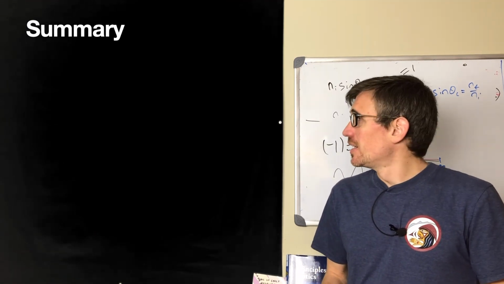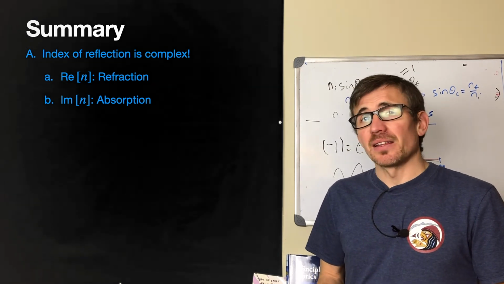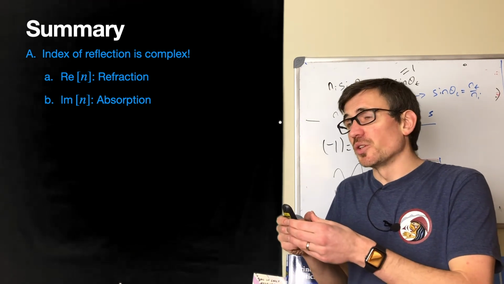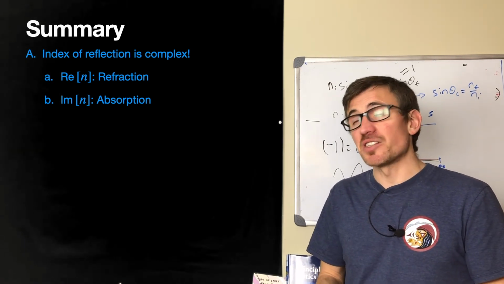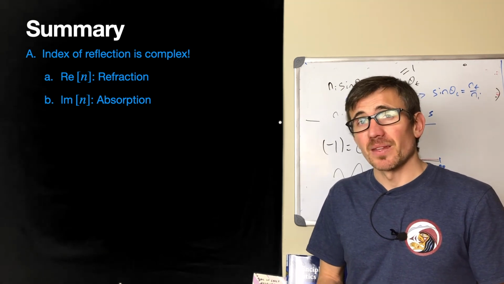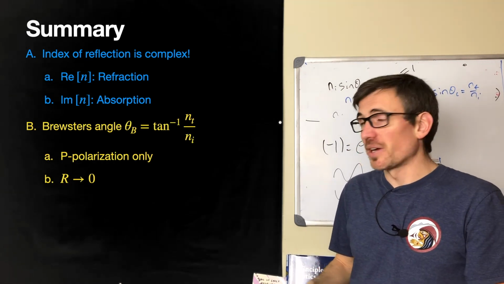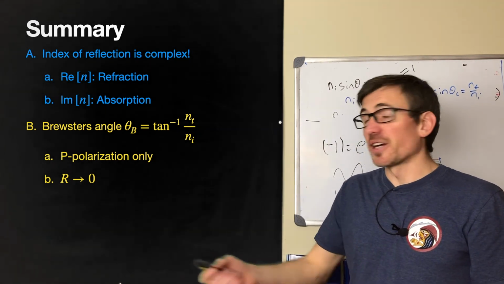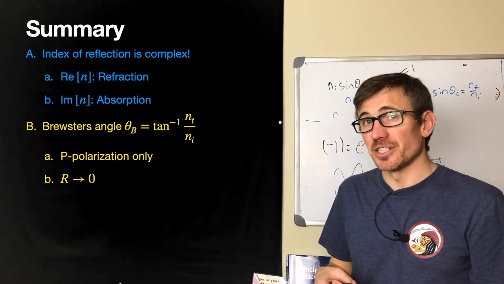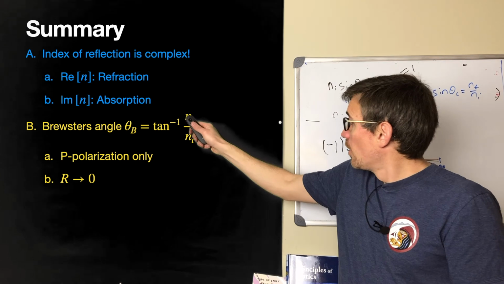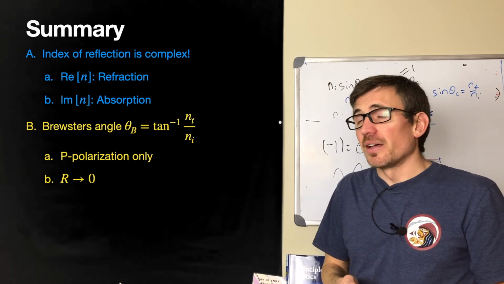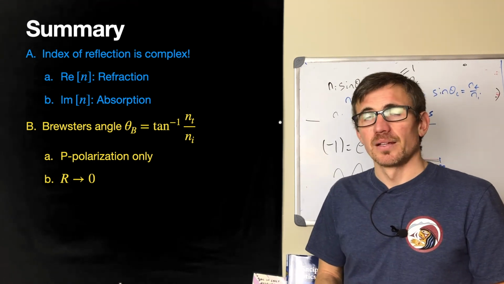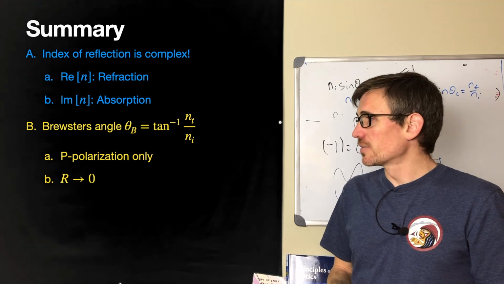Okay, so let's summarize. So we had a complex index of refraction that had two parts. It had the real part and the imaginary part. The real part gave you refraction and the phase velocity, and the imaginary part led to absorption. There was a Brewster angle, where the dipoles were not able to emit in the direction that the law of reflection demanded, so that reflection vanished. That happened only for the p polarization. That's the only way that you're going to have light oscillating in that particular direction. That was given by the arctan of the transmitted divided by the incident index. And at that point, reflectance went to 0.